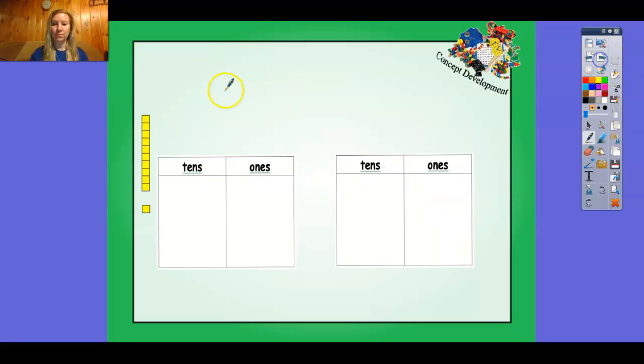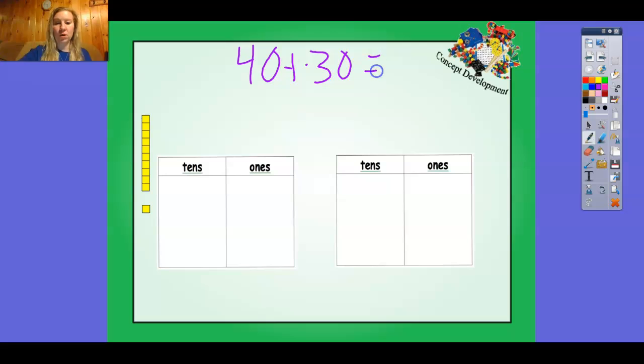If we talk about our concept development, if we add a number sentence, for example, 40 plus 30, one way we can figure this out is we can say 4 plus 3 and then just carry our zeros. So we have 4 plus 3 equals 7. So 40 plus 30 equals 70.